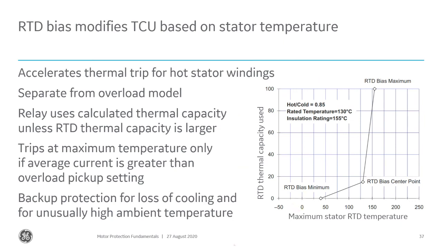So the way this works is you enter in values here for this RTD bias minimum, this RTD bias center point, and this RTD bias maximum. And let's see, in this example, the insulation rating is 155. That's your maximum. The rated temperature is 130. That's your center point. And then your minimum is your ambient temperature. So these are coming from your motor ratings.